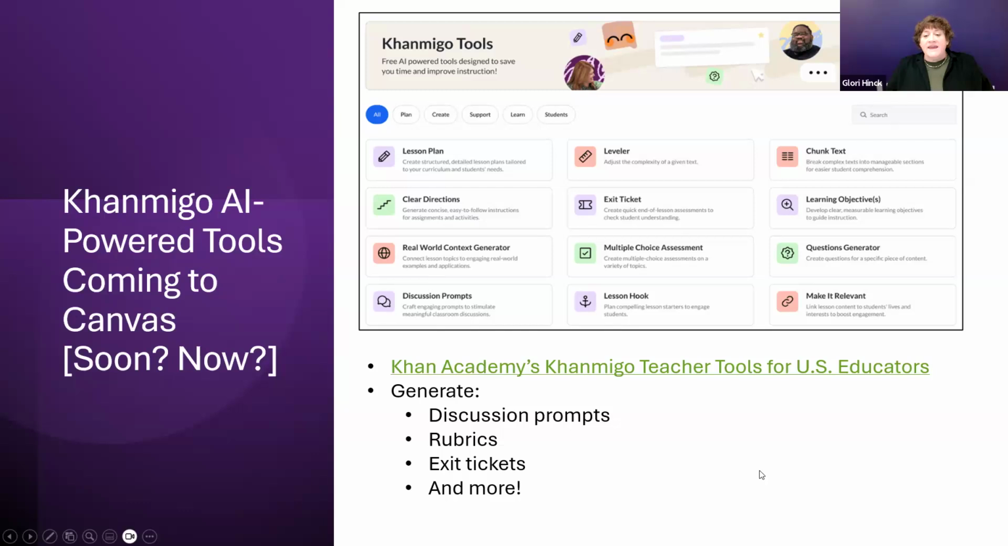grading. It can help you generate discussion prompts, rubrics, exit tickets. That intrigued me, where you can do an exit ticket as a Canvas assignment and have students complete something to see what they got out of your class that day, and much more. So if you have Canvas, that might be of use to you.